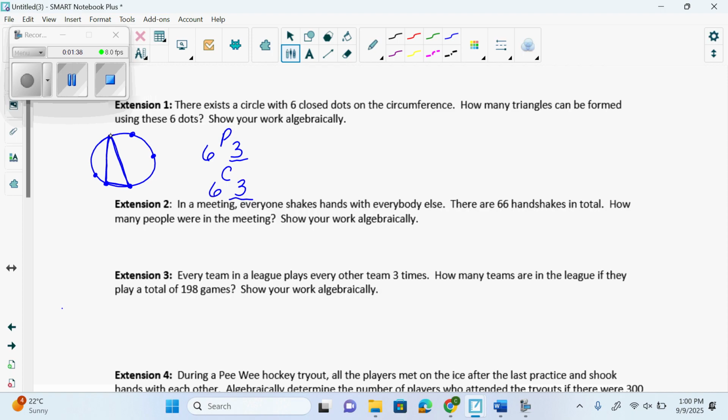Let's try this again as if that didn't happen. So would 6p3 be the answer? No. Would 6c3 be the answer? Yes. See? Look how much joy that got taken away on us.